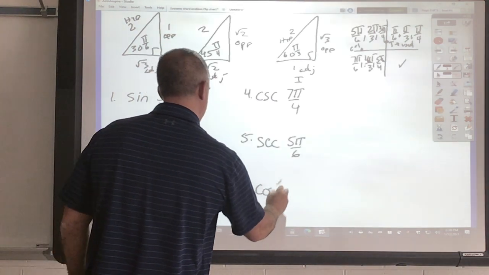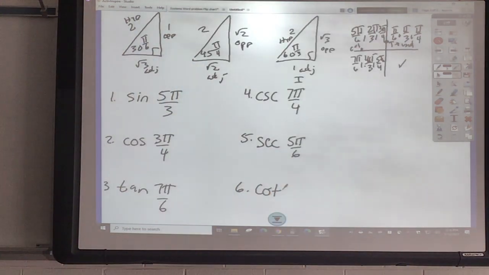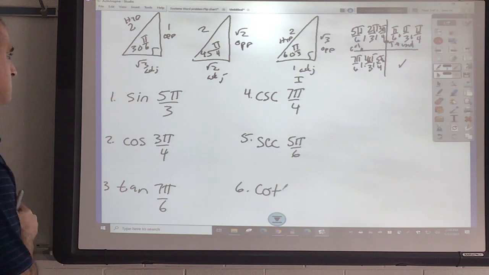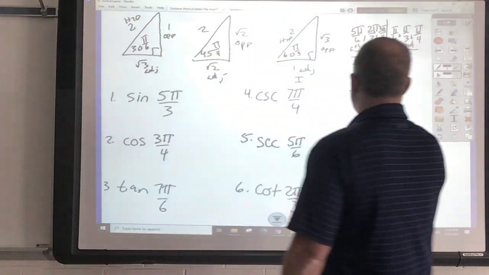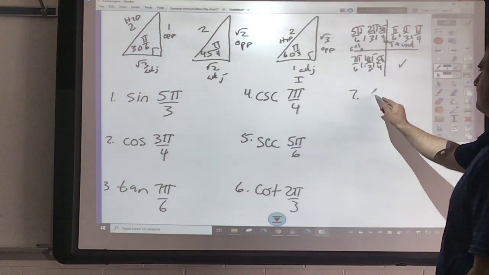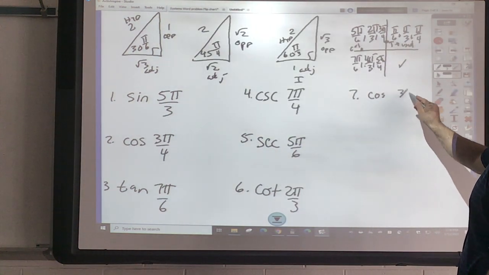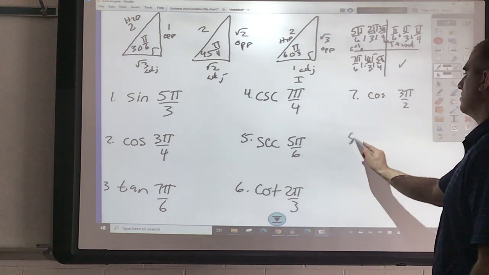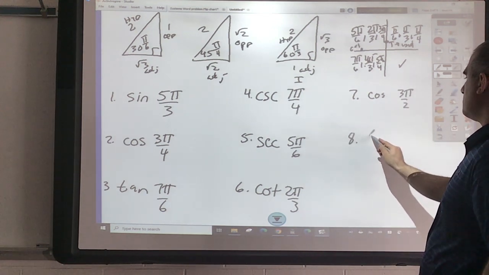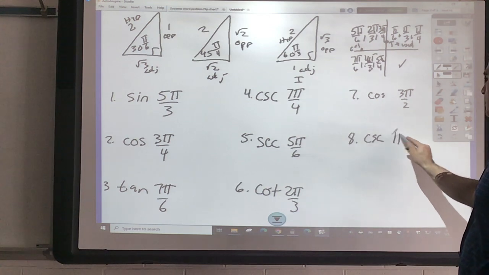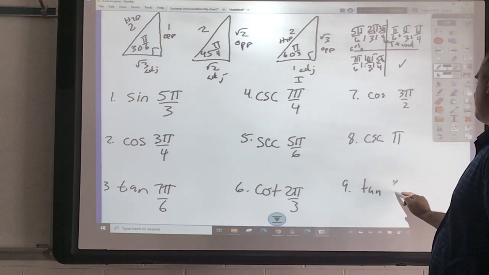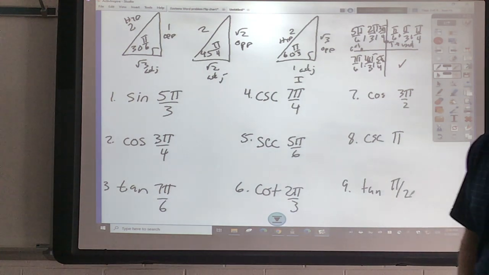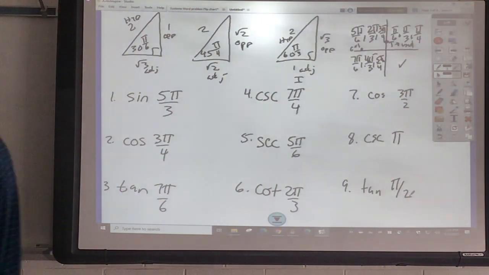Let's do cotangent of 2 pi over 3. Let's do cosine of 3 pi over 2. Let's do cosecant of pi. Let's do tangent of pi over 2. Okay? All right, so go ahead and pause your video and work on those.